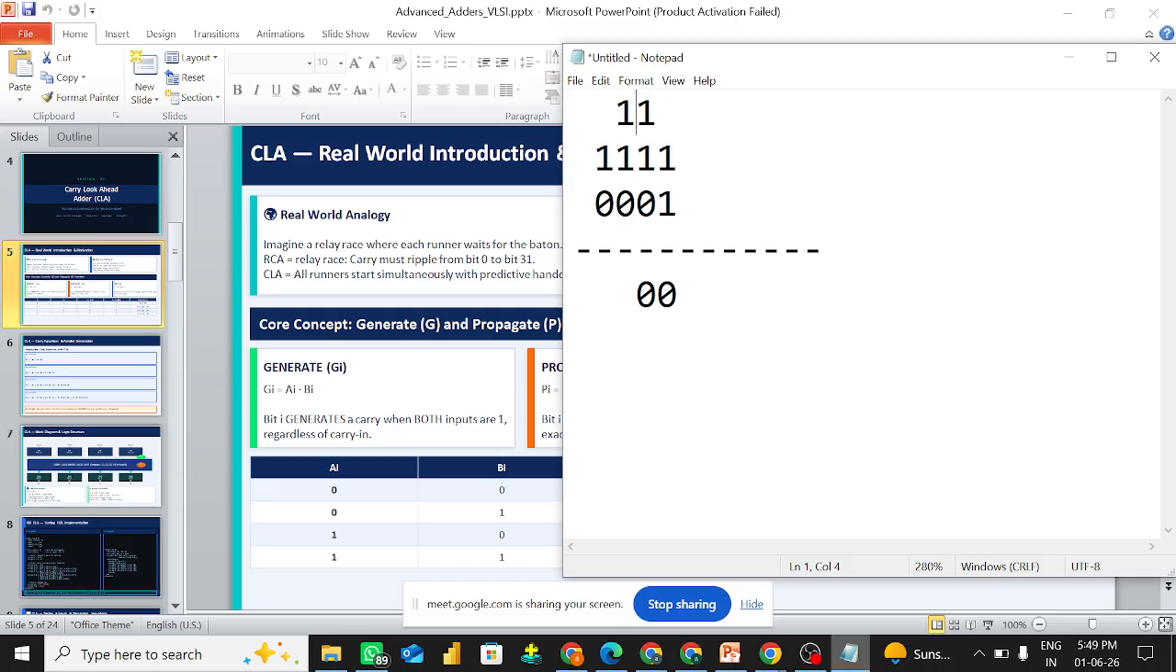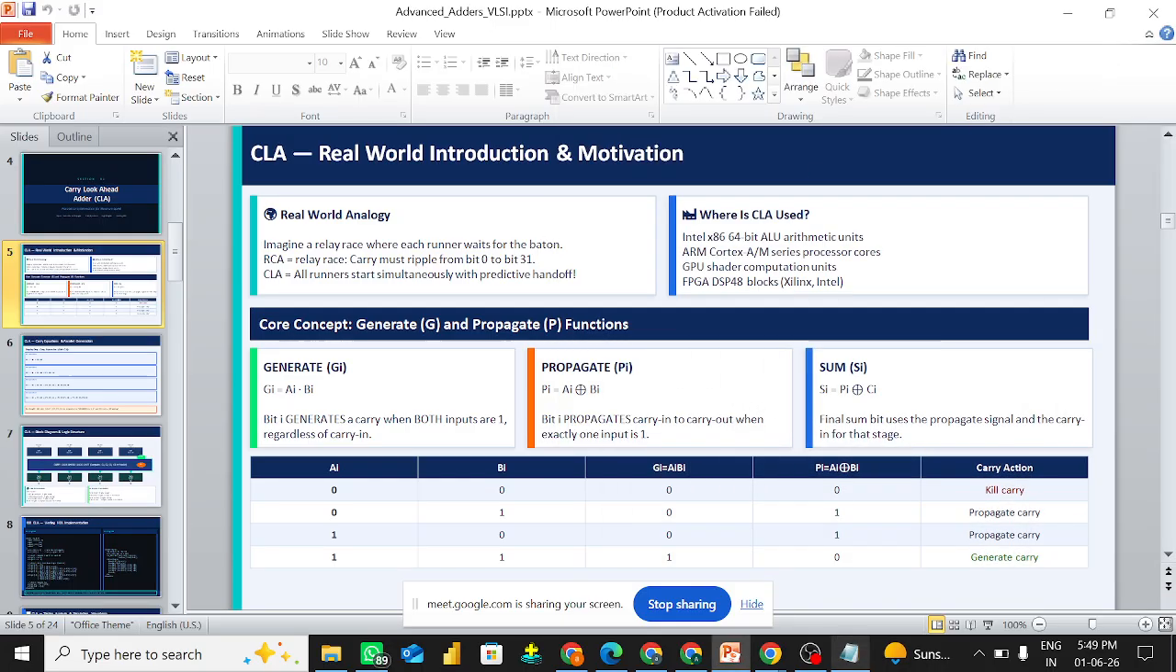So basically we are not even calculating, okay. Based on the inputs A and B, we are determining whether we need to keep that carry or to propagate that carry, okay. So I hope everyone got my point. So this is what the propagate and generate signals do, okay.